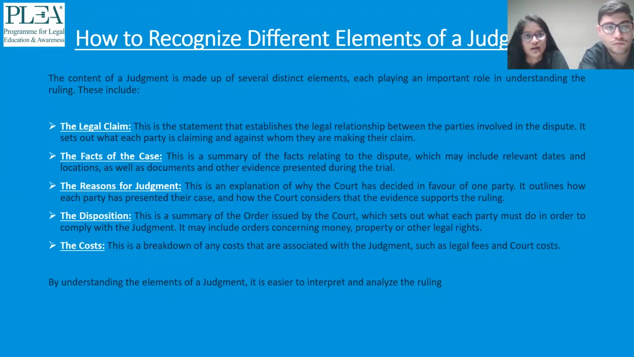Now, the final verdict in case of criminal matters should also have the quantum of punishment. And in case of civil matters, it should have the costs involved. So the costs which you find in a judgment will be like a breakdown of all those things which are associated with the judgment, like legal fees or any other costs incurred. By understanding and going through these elements of a judgment slowly and with a calm mind, you will be able to analyze the judgment in a better manner.